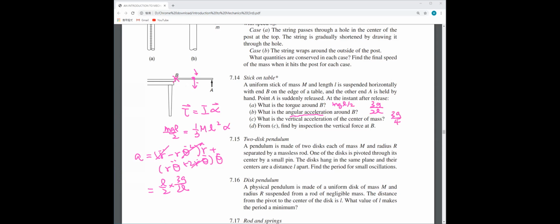But there's a force on B, right? If you set the origin there, then technically there's no torque from this force. So how can you find the force? To find the force, we can use F = ma. It's actually not difficult. If you haven't learned this topic, you probably can still find it.